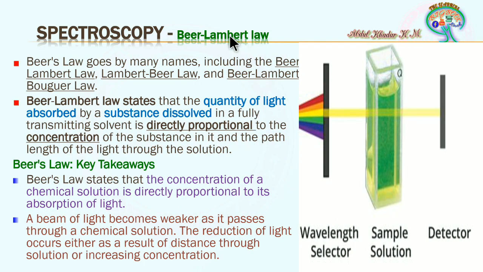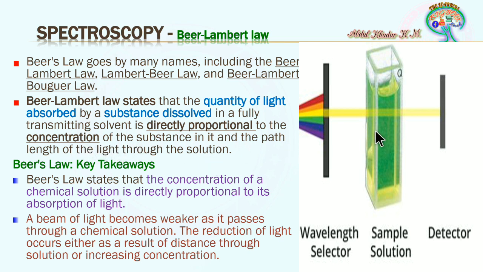Now Beer-Lambert's law is also called the Beer-Lambert law, Lambert-Beer law, or Beer-Lambert-Bouguer law. These are the three different names commonly used for this particular law. According to this law, the quantity of light absorbed by a substance dissolved in a fully transmitting solution is directly proportional to the concentration of the substance in it and the path length of the light through the solution.